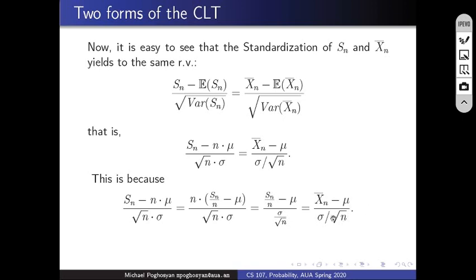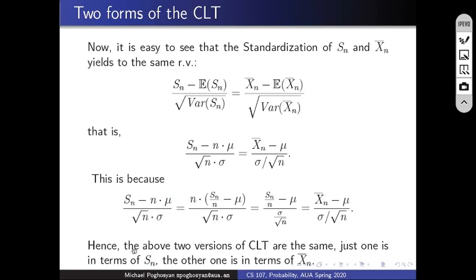Well, sometimes people are taking the square root of n to the numerator, but I am not doing that. So I'm writing in this way. Usually I'm using this expression or that expression for the CLT, not to remember this formula, but to obtain that formula. I can obtain that every time. So hence the above two versions of CLT are the same. Just one is in terms of Sn, the other one is in terms of Xn bar.